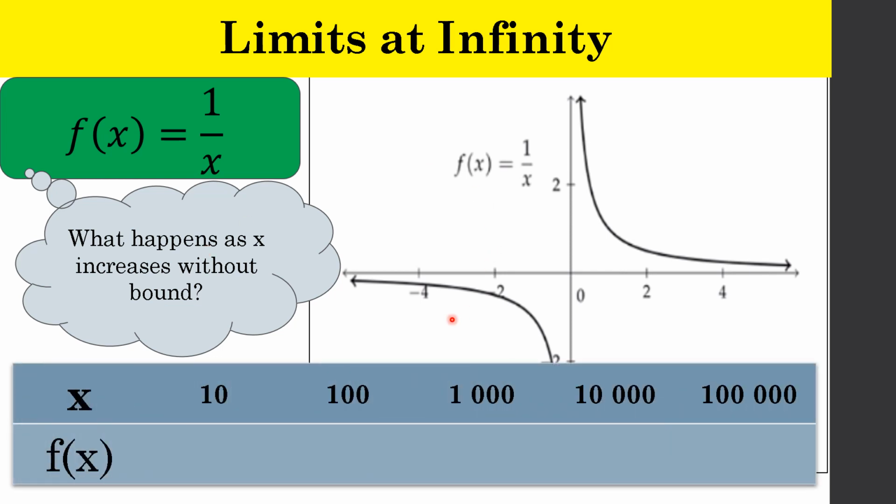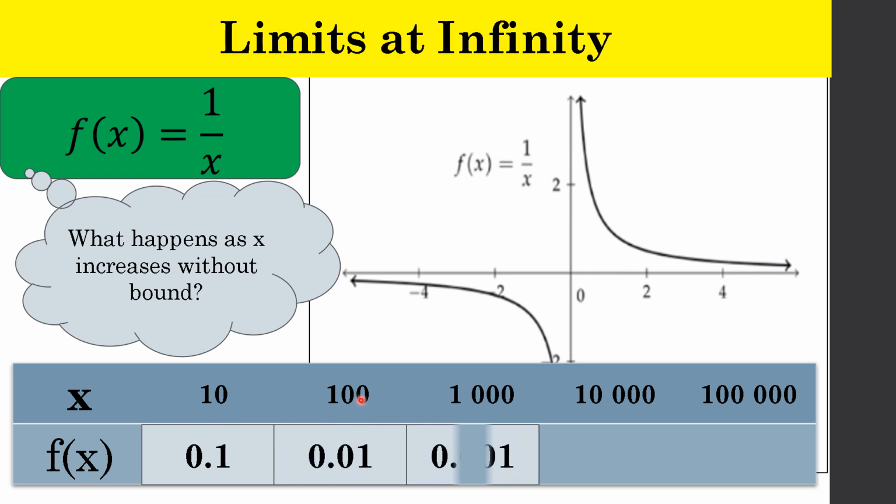So using table of values, mag-set lang ulit tayo ng x na kung saan pataas na, kasi ito yung hinihingi sa atin as x increases without bound. So nag-set lang din ako ng values of your x which are 10, 100, 1,000, 10,000, 100,000. So para makuha yung f of x, papalitan lang din natin yung mga values ng x natin to your expression 1 over x. If x is equal to 10, then f of x is 1 over 10, or that is 0.1. If x is 100, then f of x is 0.01, so on and so forth.